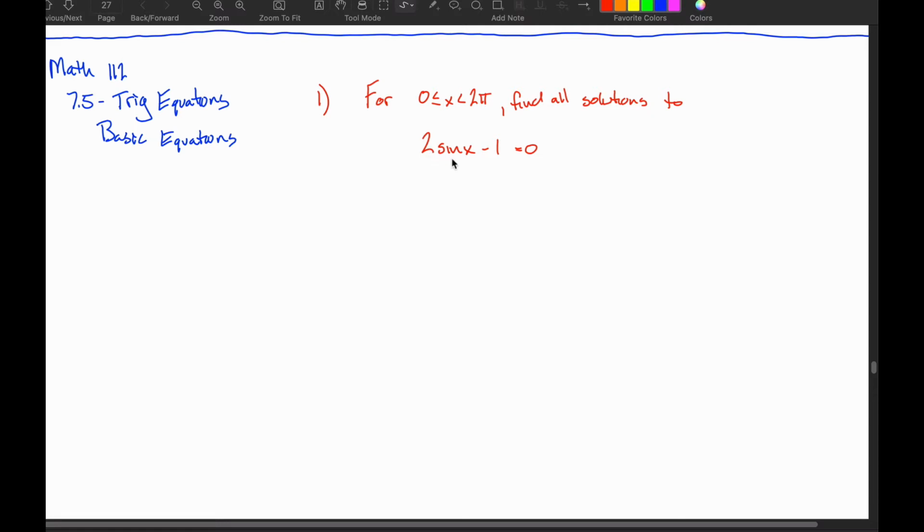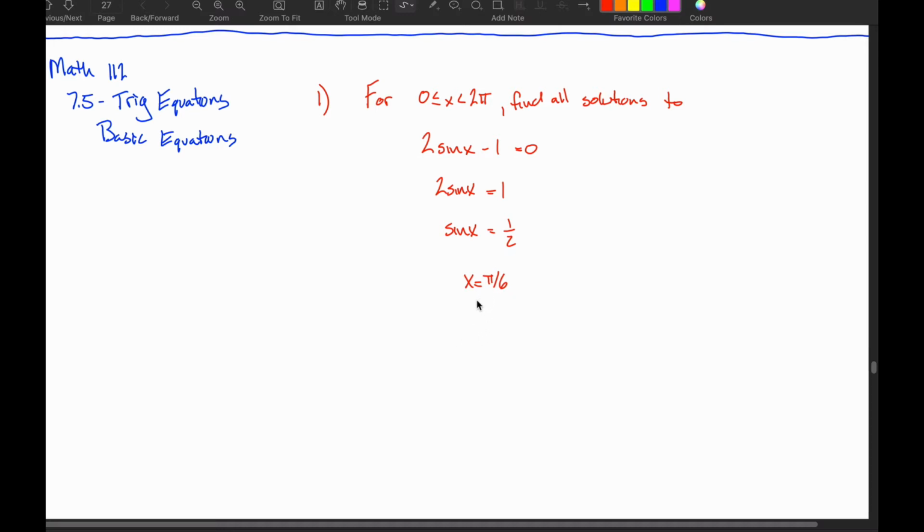Suppose you were told that 2 times the sine of x minus 1 equals 0, and you were asked to solve this equation. Well, if you didn't have any guidance, maybe you would just add 1 to both sides and get that 2 sine of x equals 1, and then divide both sides by 2 and get that sine of x equals 1/2. And then think about, when does that happen? I guess that happens when x equals pi over 6, right? Well, yes and no.